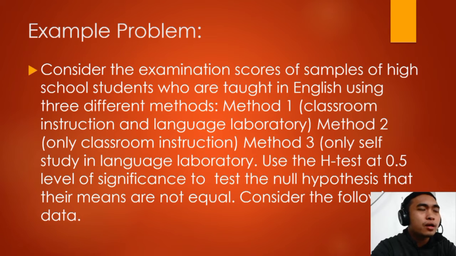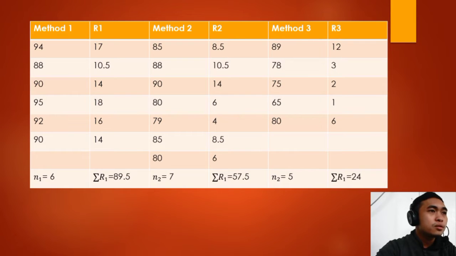Consider the following data. In this problem, we are using three methods in a test. As I said earlier, we use this test to compare three different methods that we use in a particular or specific test. Here is the sample test result of the three different methods. So we have method one, method two, and method three.